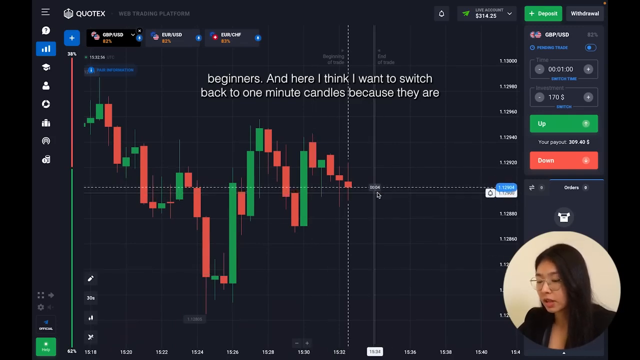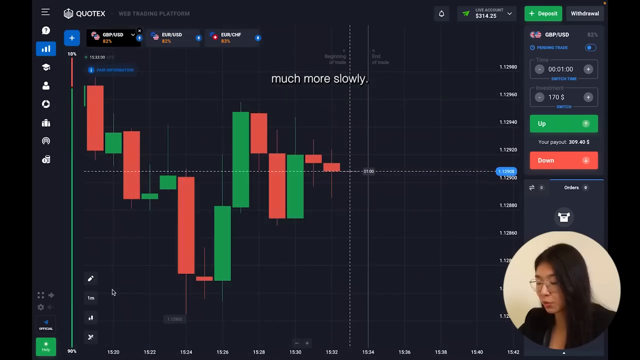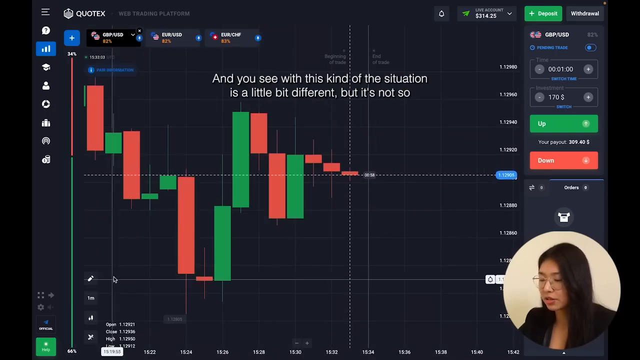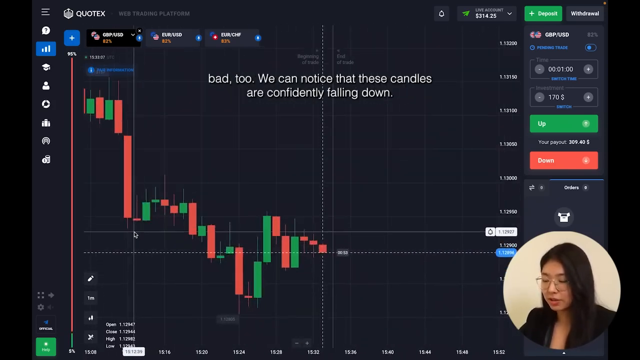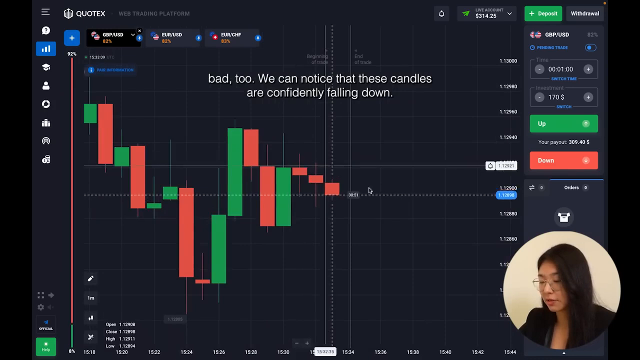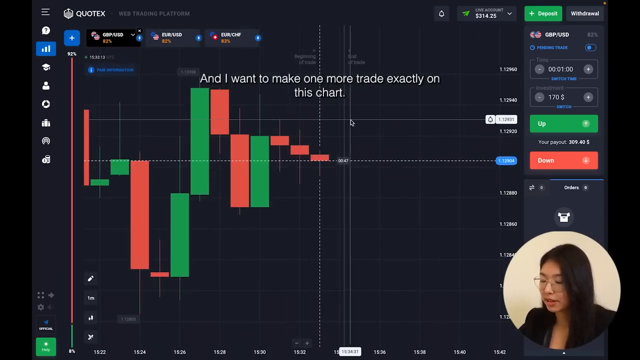of course. And here I think I want to switch back to 1 minute candles because they're much slower, and you see that this kind of situation is a little bit different, but it's not so bad too. We can notice that these candles are confidently falling down, and I want to make one more trade exactly on this chart.